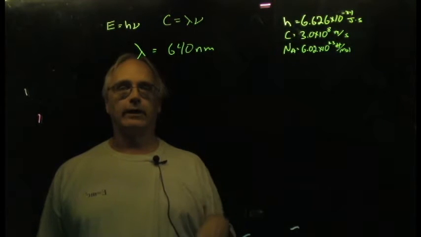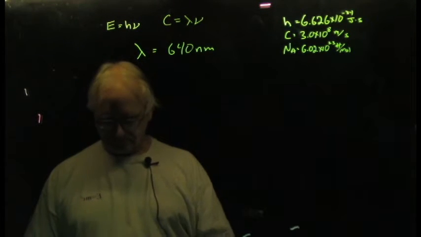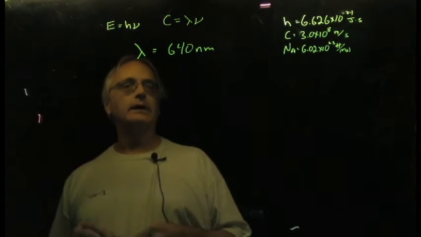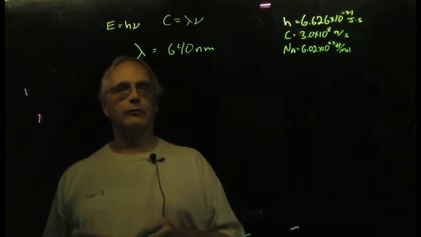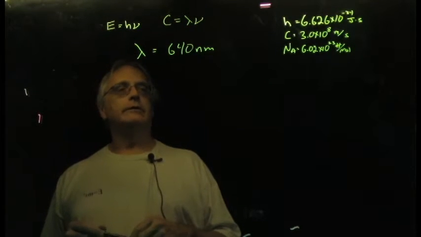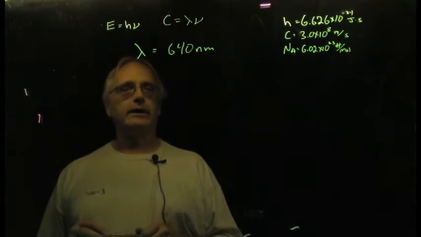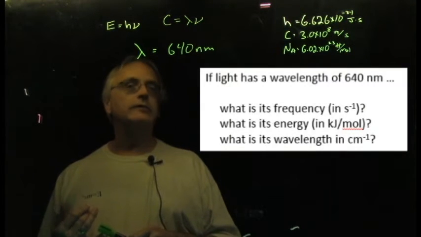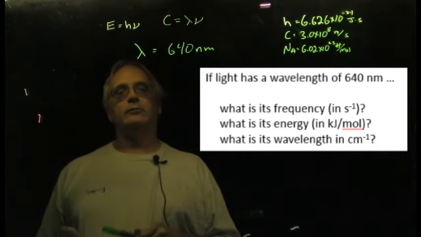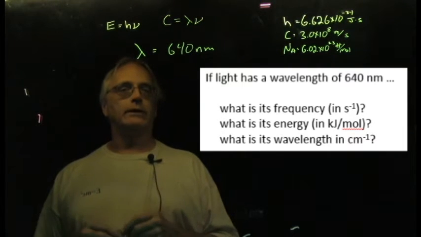We've got a classic red light laser pointer. 640 nanometer light is what you're looking at. It's clearly nice bright red light, easily visible. And what we're going to do is basically ask the question: convert 640 nanometers into frequency units, into energy units of kilojoules per mole, and into wave numbers. Okay, so this is what the question, just written out, would look like.